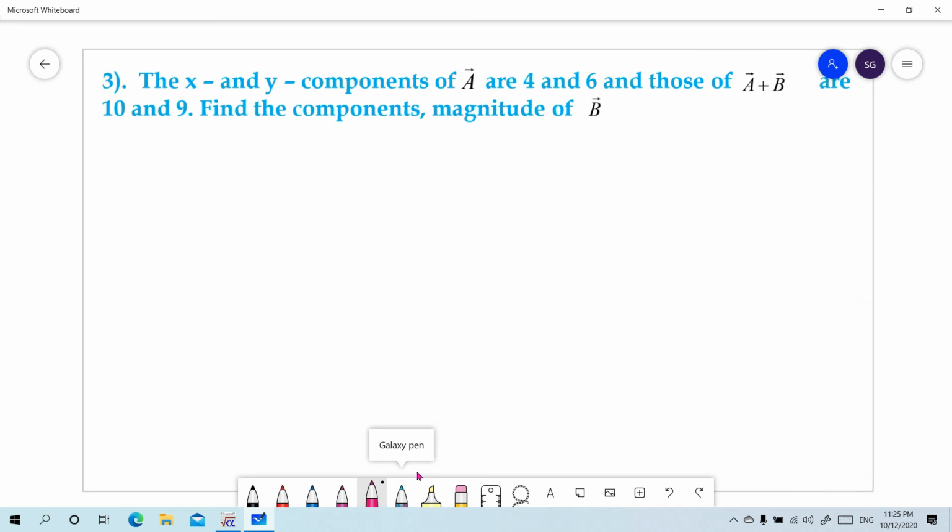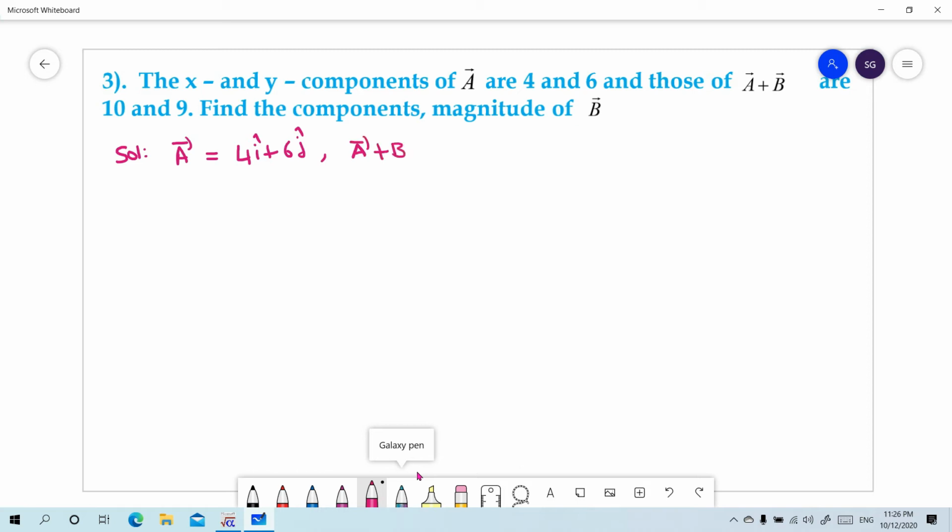Example 3. The x and y components of a bar are 4 and 6, and those of a bar plus b bar are 10 and 9. Find the components and magnitude of b bar. So, as per the given data, a bar has x component 4, y component 6. This can be written as 4i cap plus 6j cap.